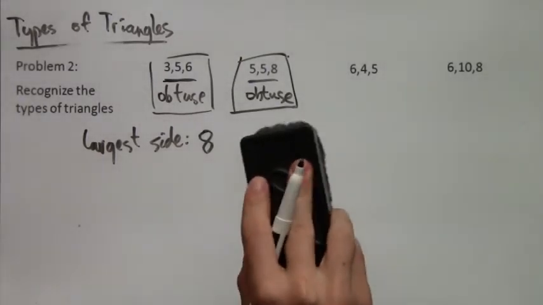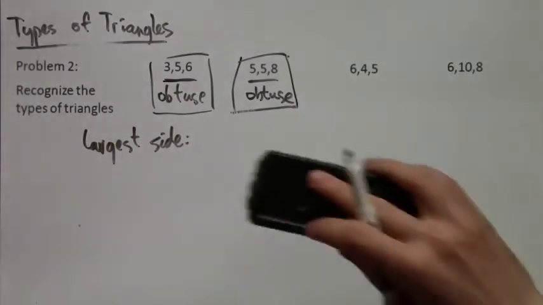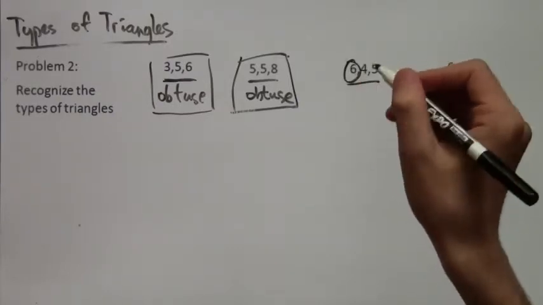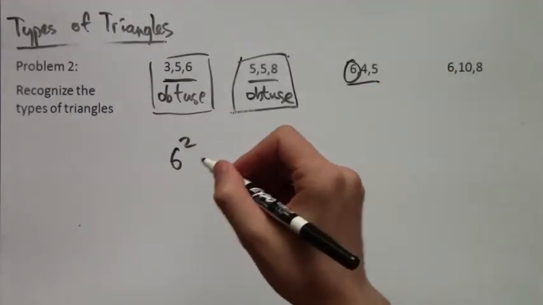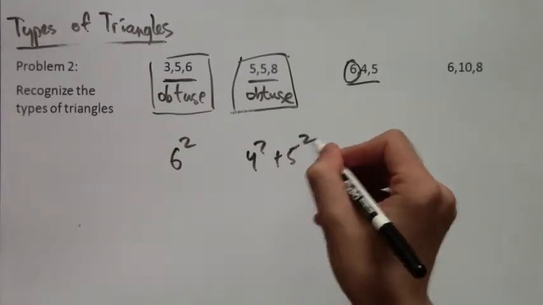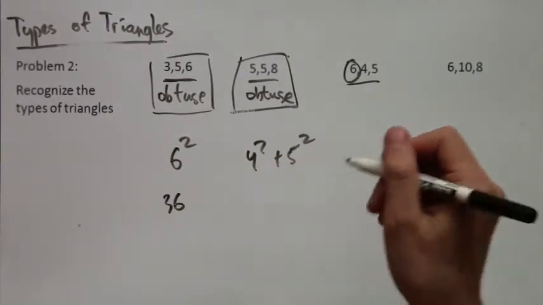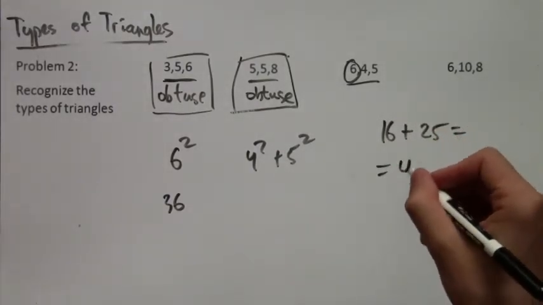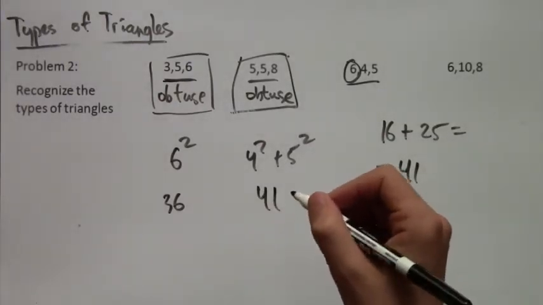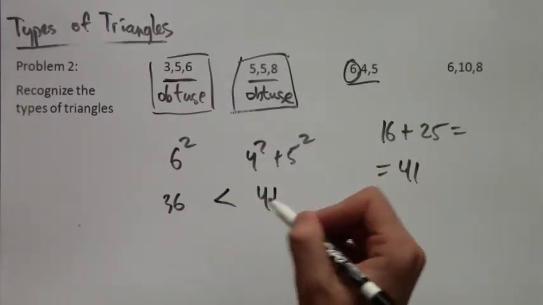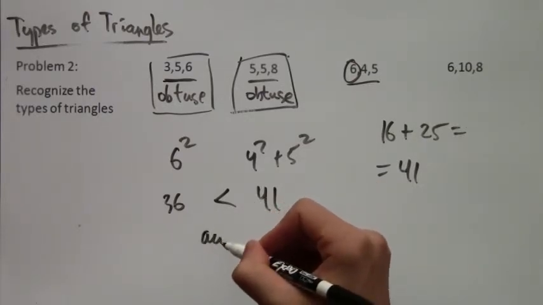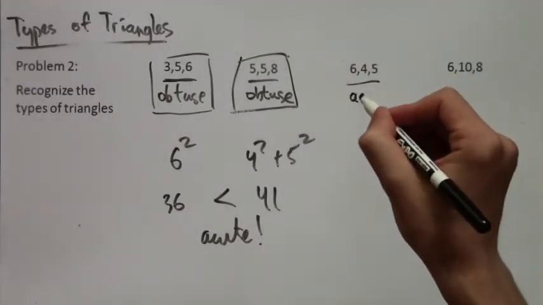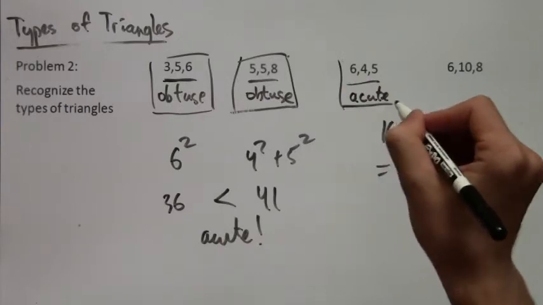Alright, let's try out the next example. We have 6, 4, and 5 as the side lengths. 6 is the largest side, so we're comparing 6 squared to 4 squared plus 5 squared. Now I calculate: 6 squared is 36, and 4 squared plus 5 squared is 16 plus 25, which is 41. 36 compared to 41, 36 is smaller. So in this case we have something new. The square of the largest side is smaller, and this means that the triangle is acute. Great.